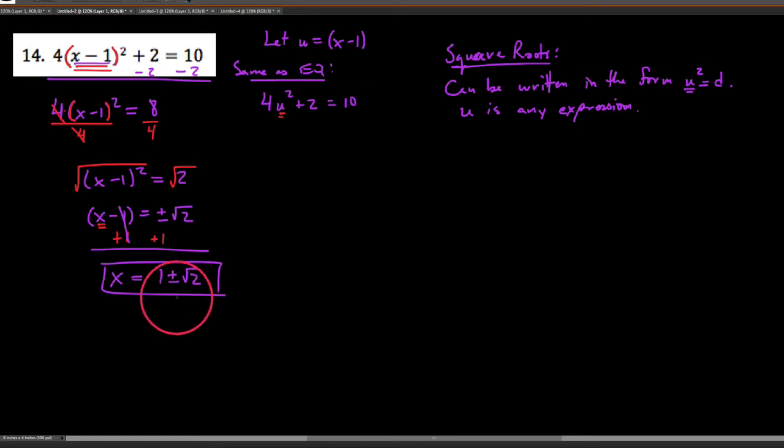Now I'm going to put a box around this and point out a few things here. The first one is this. This is actually 2 answers. And so if we want to list both answers, we're going to list them separately. We have to write them as, well, one of them is 1 minus the square root of 2, and the other one is 1 plus the square root of 2.